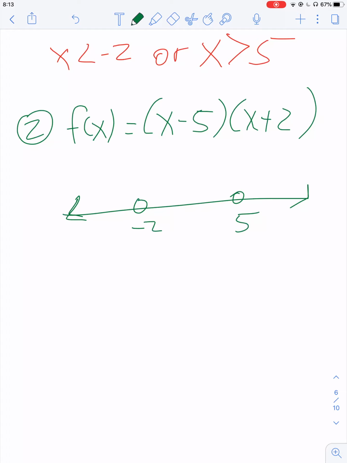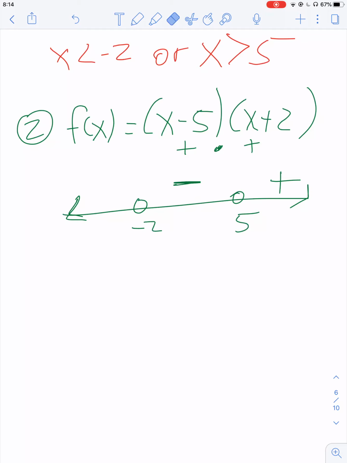If I pick 0 and plug it into my function, this bracket becomes negative. This becomes positive. So that means my function is negative over here, because negative times positive will give me negative. Now I need to pick a number greater than 5. Let's pick something really big, like 100. So 100 minus 5 is going to be positive, and 100 plus 2 is going to be positive. Positive times positive means this has to be positive.